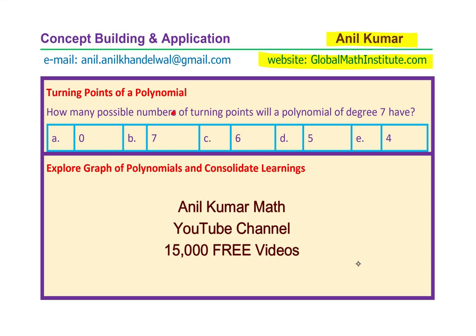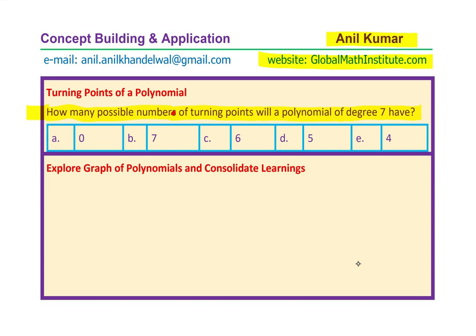Here is a very interesting question for you. I would like you to pause the video, answer the question, and then look into my suggestions. The question here is, how many possible number of turning points will a polynomial of degree 7 have? We are given 5 choices: 0, 7, 6, 5 and 4. Which one is the correct answer? So that's the question for you.